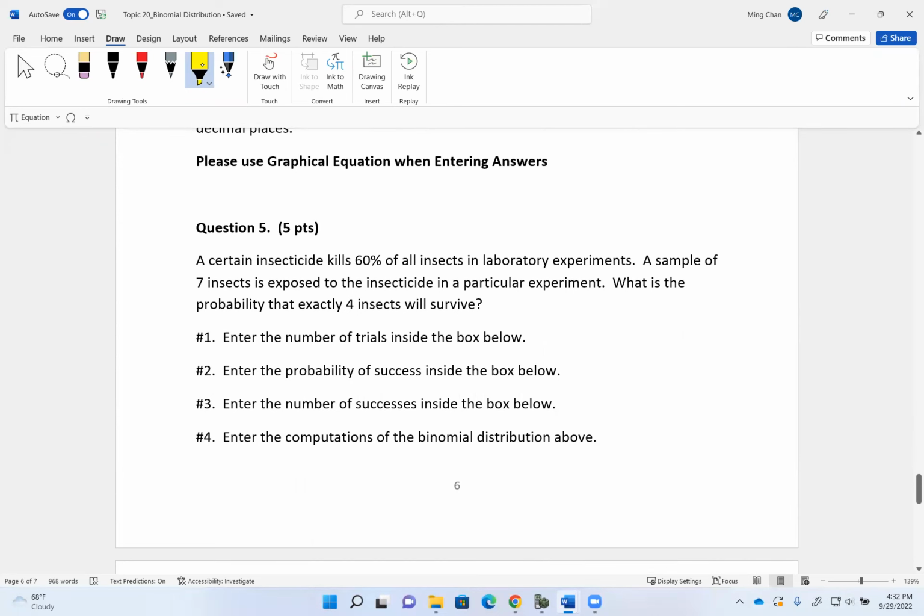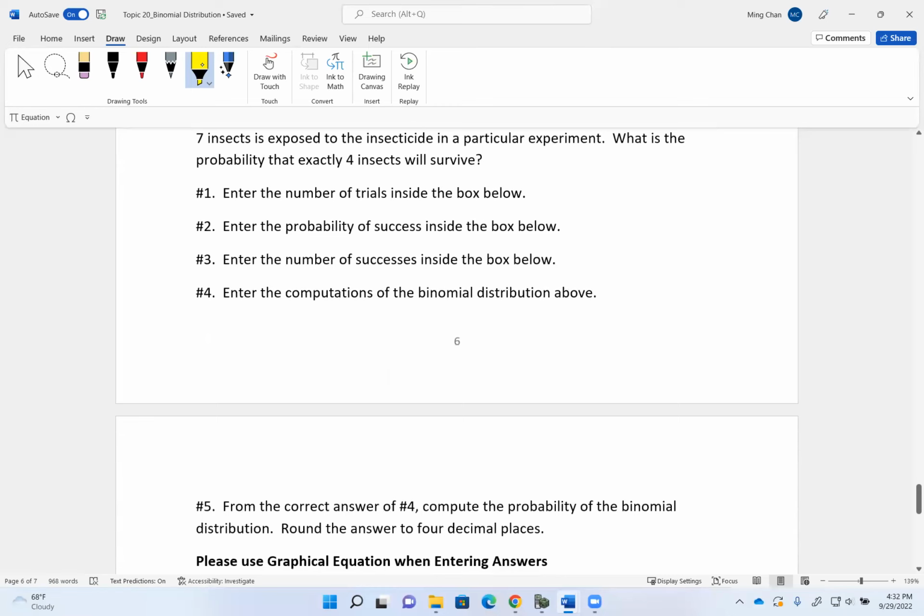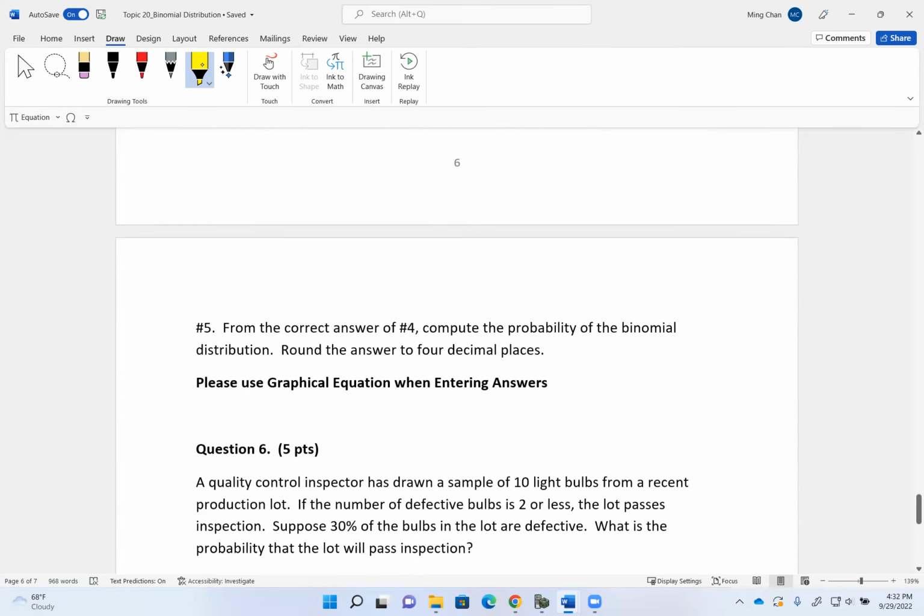60% kill rate, 7 insects exposed. This one is asking exactly 4 insects will survive. Exactly 4 will survive, so that's your number of successes. So 5 different steps. Last one, round the answer to 4 decimal places.